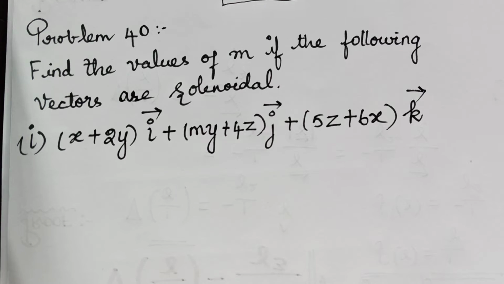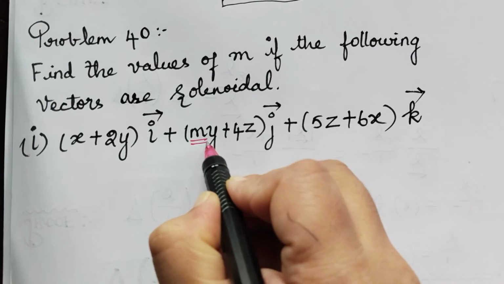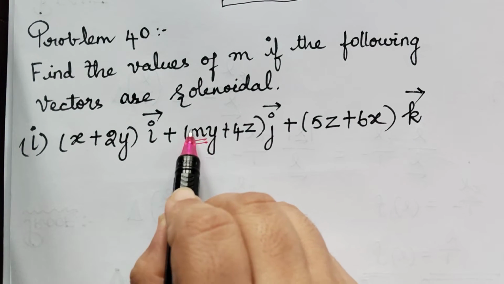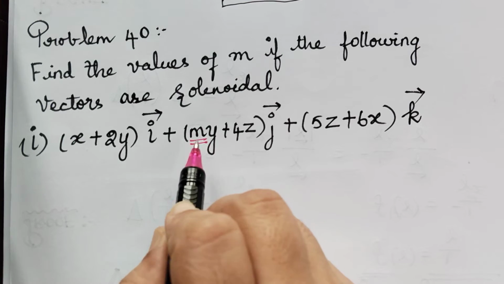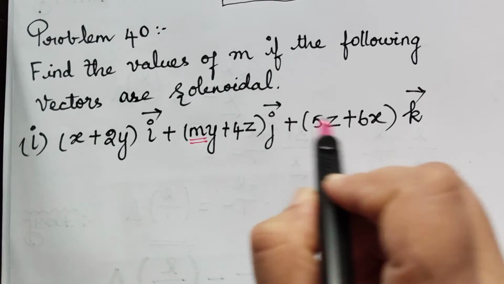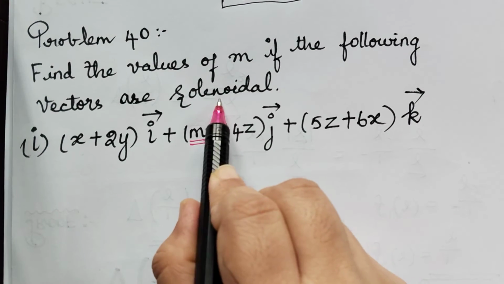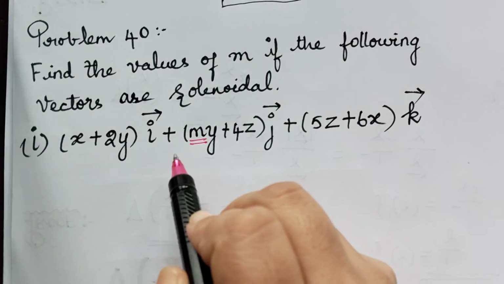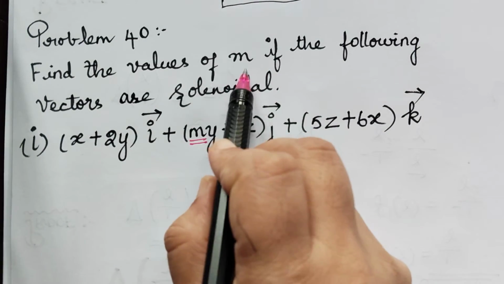Actually, where is m over here? Here we have the unknown m over here. Now we have to find the value of m by using the concept that the given vector is solenoidal. They have given that it is solenoidal. Using that concept, we have to find the value of m.